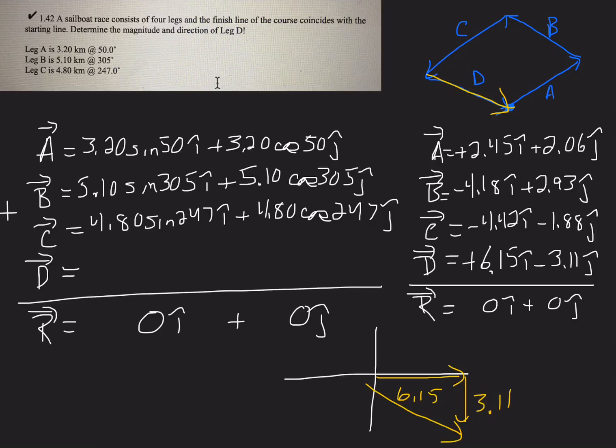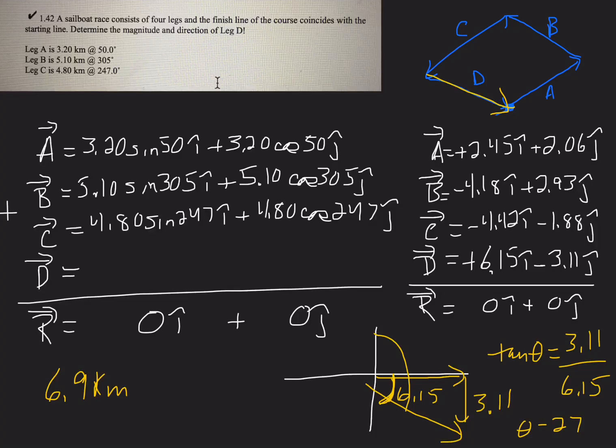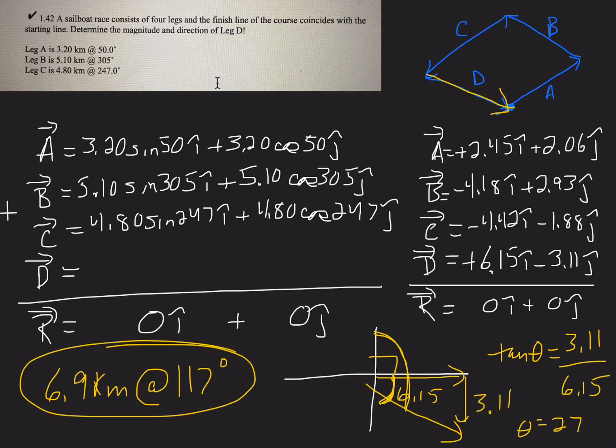Okay, and to get the magnitude, I'm going to do the Pythagorean theorem on those two sides. If you do that, you end up getting 6.9 kilometers. And then to get this angle, I would do tangent of that angle equals 3.11 over 6.15, don't worry about the negative, inverse tangent. That angle ended up being about 27 degrees. But what we want to do is measure it from north. So it'd be 90 plus the 27, which is 117 degrees. Okay, so that's how we can find leg D when we know the resultant and we know the other three components.